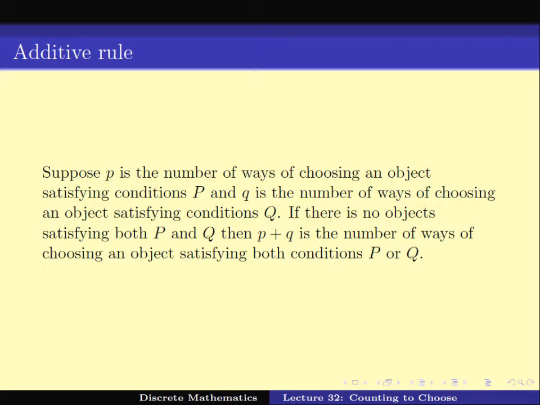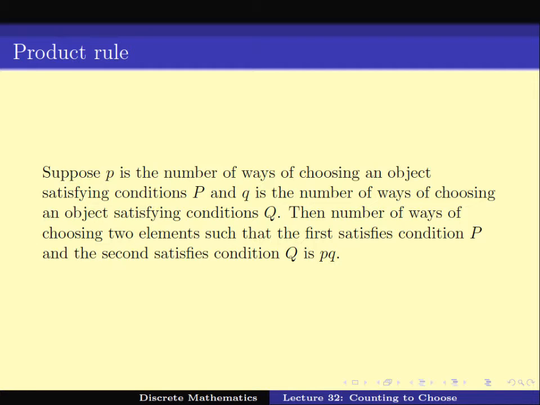The rule says that suppose capital P is the number of ways of choosing an object satisfying some condition P, and small q is the number of ways of choosing an object satisfying the condition Q. And if there is no object satisfying both P and Q, then the number of objects that satisfy either condition P or condition Q is p plus q. So this is a very simple additive rule that we have.